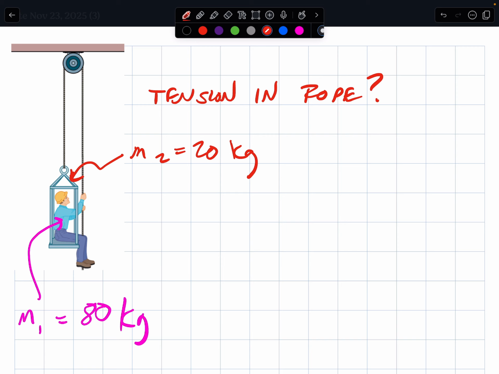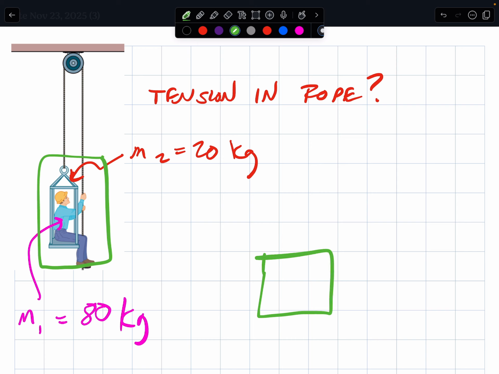Okay, so the way I'm going to do this is I'm going to draw a free body diagram. And I'm going to lump all this stuff together. The person and the chair, we will pretend that they are just one object, right? And so then the total mass is going to be the mass of the person plus the mass of the chair. So that's 80 plus 20. All right, so here we go. They are represented by this block right here. Did I say 20 kilograms? 80 plus 20 is 100 kilograms.